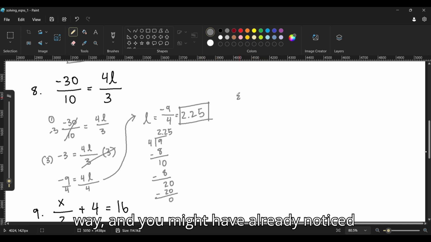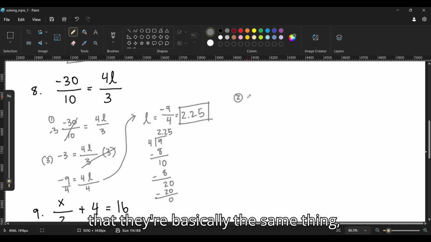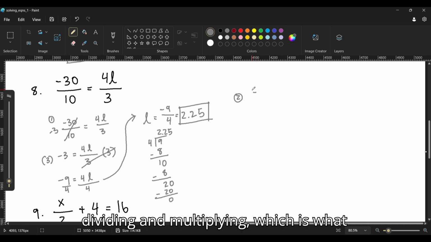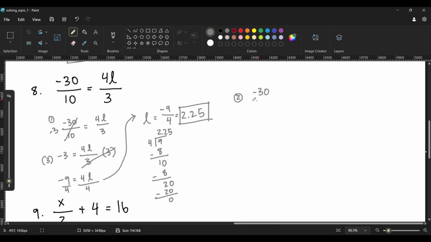The second way, and you might have already noticed that they're basically the same thing, right? Because you ended up dividing and multiplying, which is what you're about to do. Bear with me.